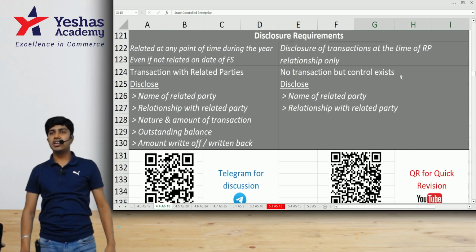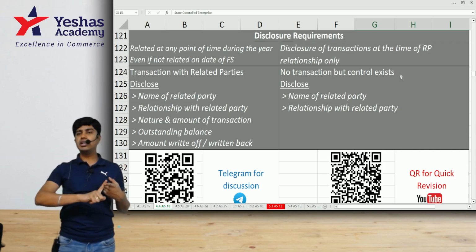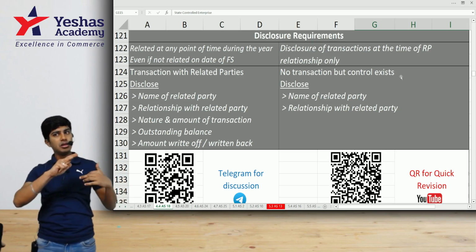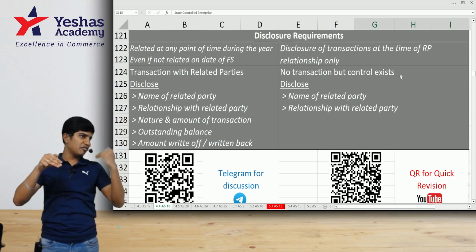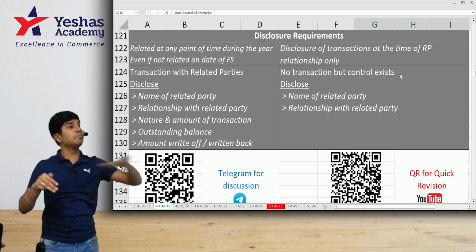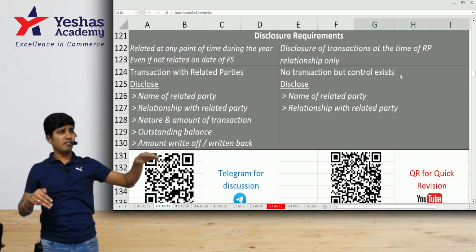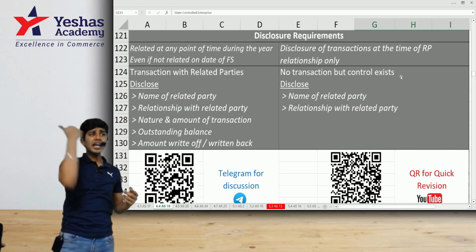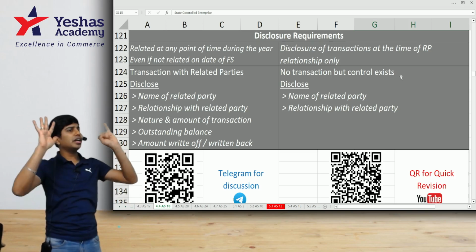Finally, coming to the disclosure requirements, what should you disclose? Name of the related party, relationship with the related party, transactions with the related party, amount outstanding, receivable or payable to the related party during the year. Any balance receivable from the related party that is written off, or any amount payable to the related party that is written back. Written back means cancelling: from an asset, if you decrease, it is written off. From a liability, if you decrease, it is written back. So you need to disclose the name, relationship, transaction, outstanding balance, any amount written off or written back.